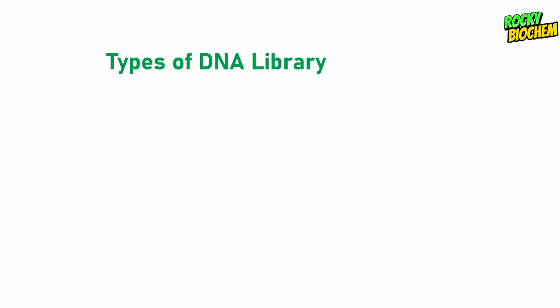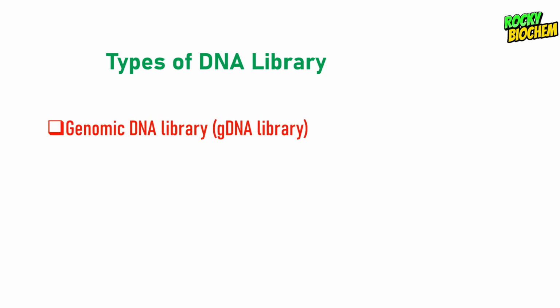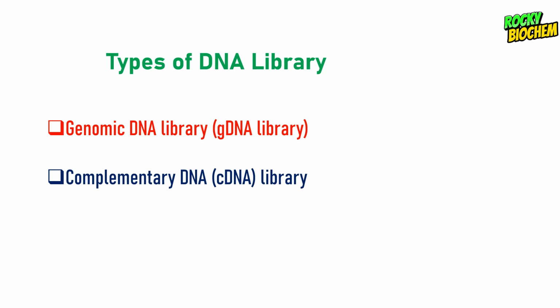Now, let me move on to talk about the various types of DNA library. We have two main types of DNA library, and they are genomic DNA library, that is gDNA library, and then complementary DNA library, that is cDNA library.